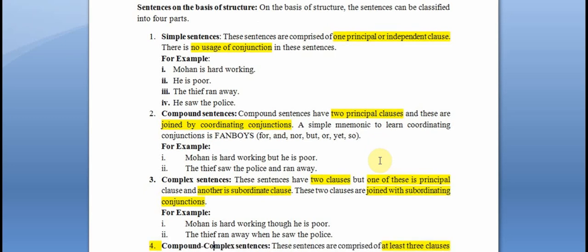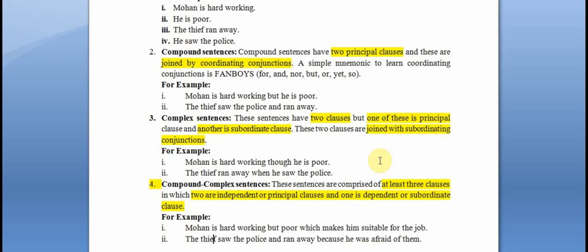Now let us take the example. Mohan is hardworking though he is poor. Now the conjunction in this sentence is though. Now when we take this part of the sentence, it is a different clause, it is a subordinate clause and it has to rest upon the main clause, Mohan is hardworking, in order to complete its meaning. In the second sentence, the thief ran away when he saw the police. When he saw the police, it is the subordinate clause and it has to rest upon the principal clause, that is the thief ran away, to complete its meaning.